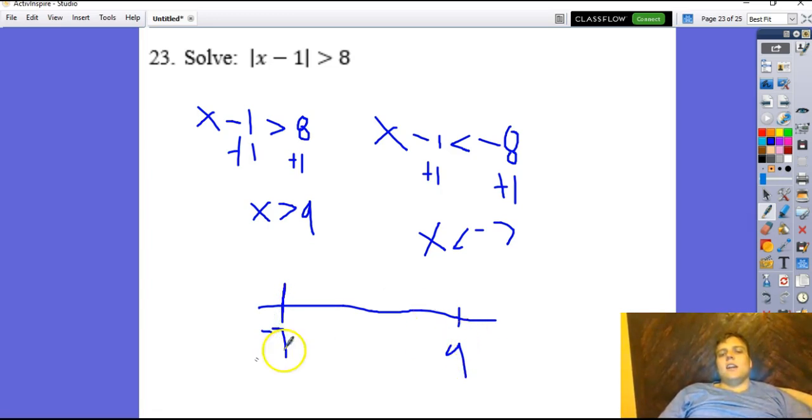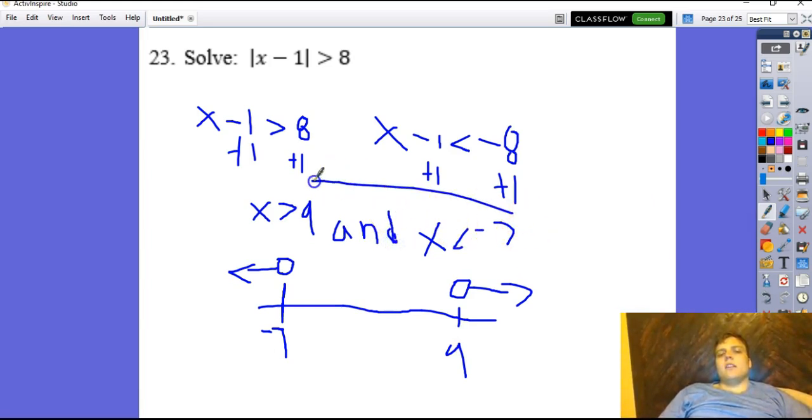Alright, so you put a 9 here and a negative 7 here. X is greater than 9. Well, that'd be an open circle here at 9, and then going to the right after that. And x is less than negative 7. That would be an open circle here going to the left of that. So these two do not combine to make one, so they actually would write the word and.